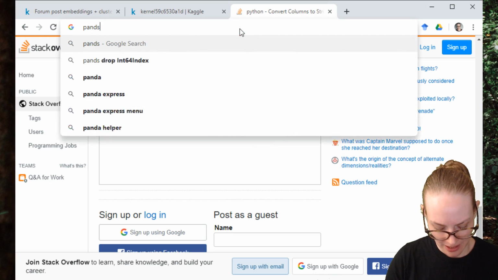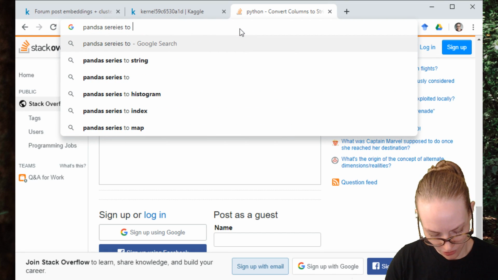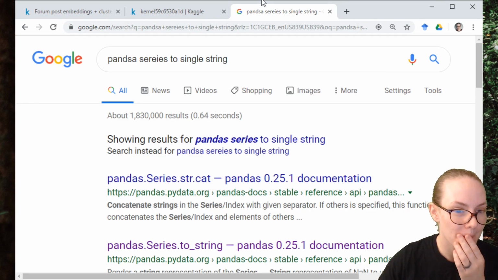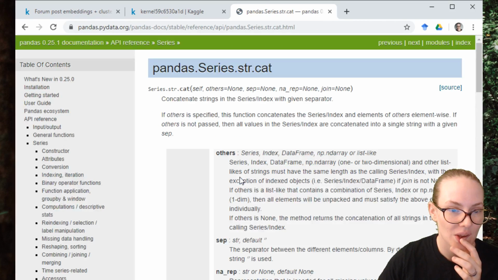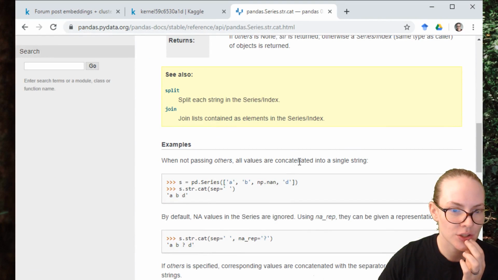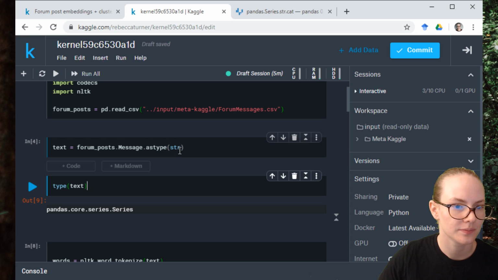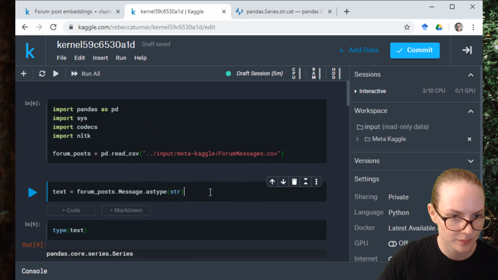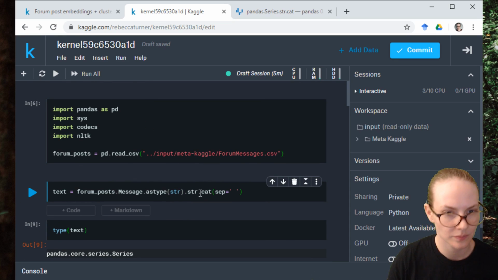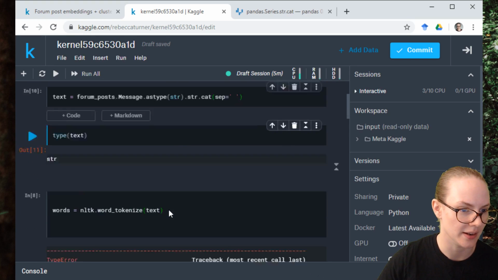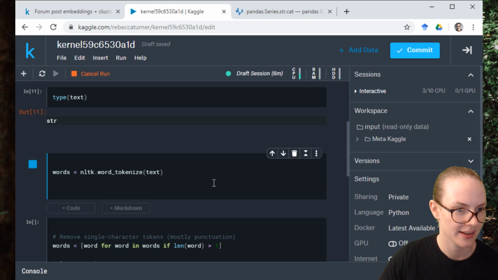Pandas series to single string. Ah, nice. Okay, chill. So I can just do str.cat sep. All right, so let's try that. And then this should be string. All right, all right, all right. Hey, okay, and we are tokenizing.